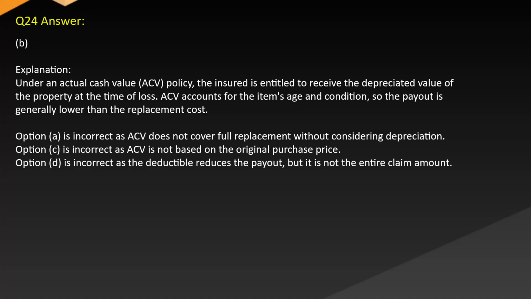Answer B. Explanation. Under an actual cash value, or ACV, policy, the insured is entitled to receive the depreciated value of the property at the time of loss. ACV accounts for the item's age and condition, so the payout is generally lower than the replacement cost. Option A is incorrect as ACV does not cover full replacement without considering depreciation. Option C is incorrect as ACV is not based on the original purchase price. Option D is incorrect as the deductible reduces the payout, but it is not the entire claim amount.